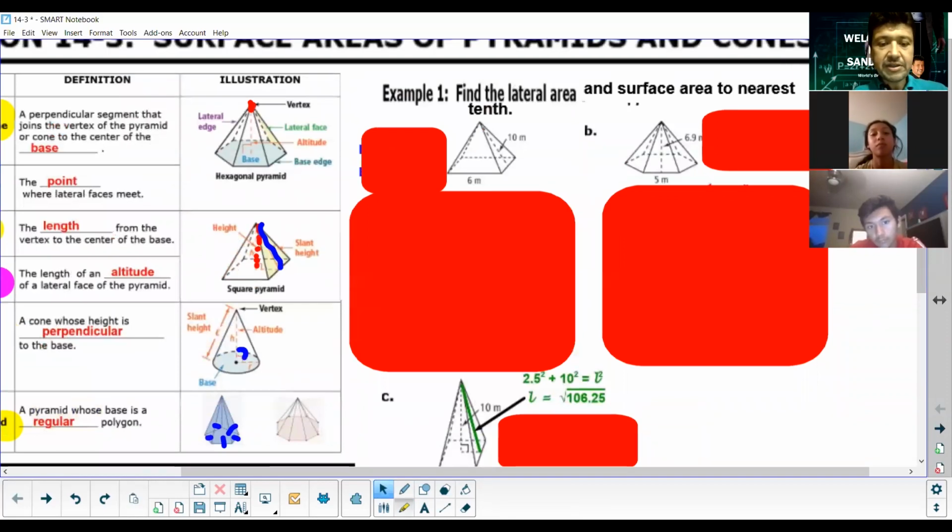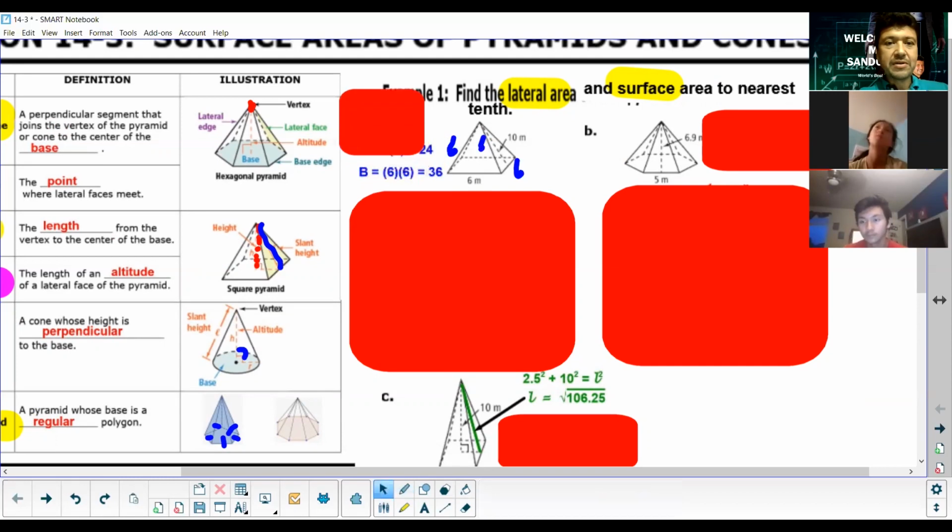This next couple of questions are going to ask us for lateral area and surface area. Why don't you walk us through how you get the solution for the first one? So we would first have to find the lateral area, then add the base to it to get the surface area. Okay, good. So how do I find the lateral area? You just times the perimeter by the slant height, which would be 6 times 4 times 10.